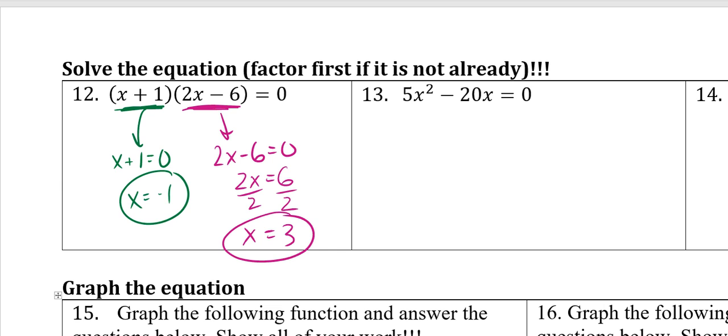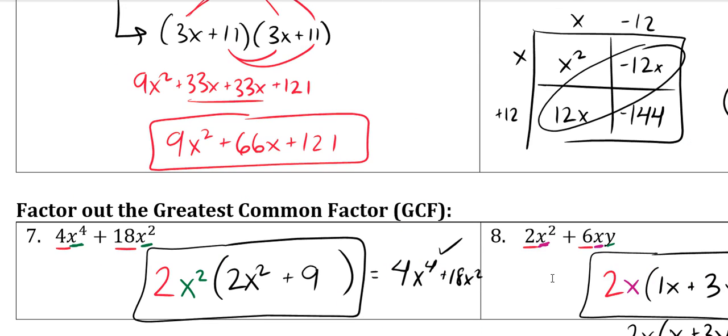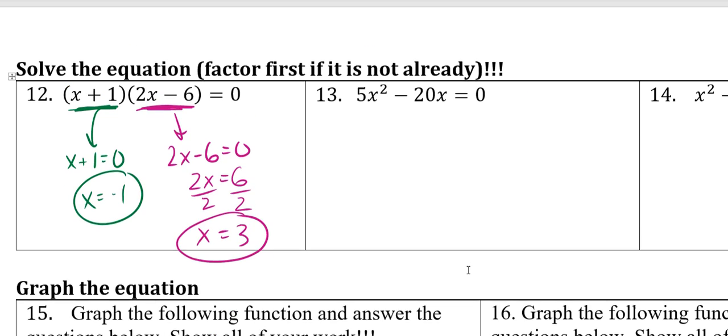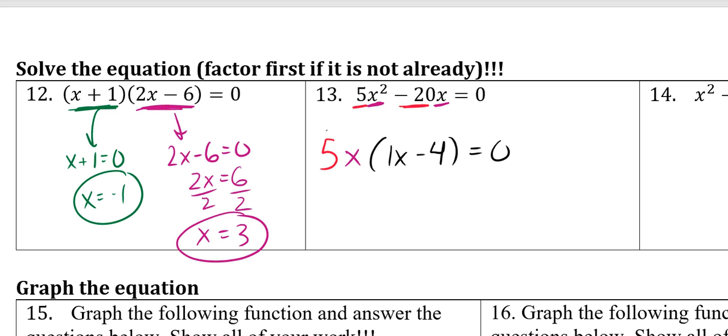Number 13 is actually very similar at heart to what was going on in 7 and 8. You have to do greatest common factor factoring first, and then you can solve. What's the biggest number I can divide out of 5 and negative 20? Well, it would be a 5. What's the most amount of x's I can divide out? This has 2 and this has 1, so I can only divide 1 out. And what's left behind? Well, there's a 1x and then a minus 4 in order to multiply back and make the original. So here are my two factors.